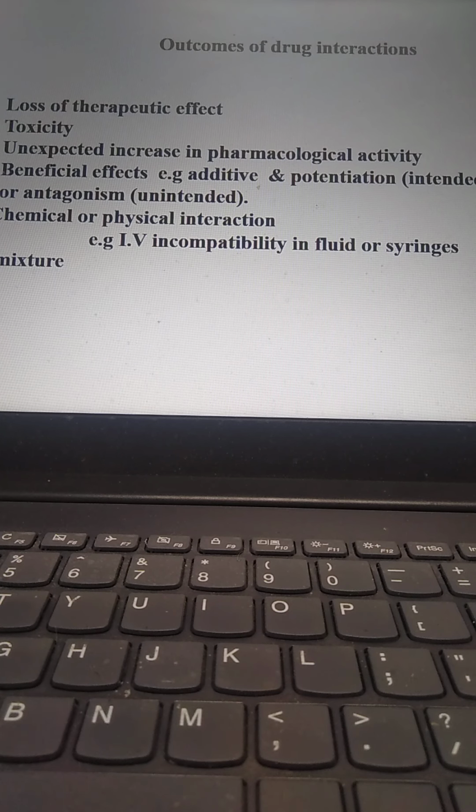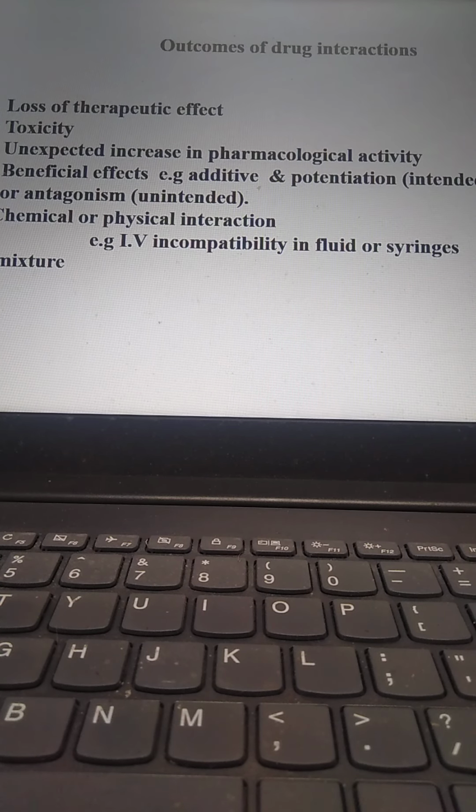The outcomes of drug interaction are very numerous. We have 5 items over here: loss of therapeutic effect, then toxicity, unexpected increase in the pharmacological activity, and beneficial effects, that is additive or potentiating (intended) or antagonism (unintended). Then chemical or physical interaction, that is IV incompatibility in fluid or syringe mixture.